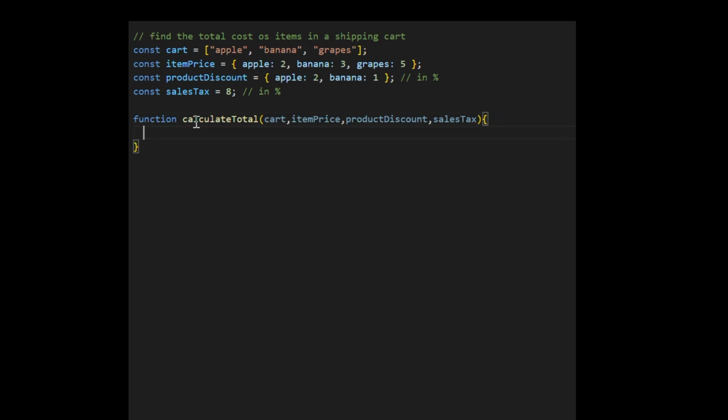Next, we have to calculate the total. But before that, we have to calculate the subtotal. What I'm saying is, we have two percentages: one is the discount percentage, one is the sales tax. For each product, we have to apply the discount. So after the discount, what's the cost of the product? After finding all the product costs after discount, then you total it, and again you add the sales tax. So initially we have to calculate the subtotal cost.